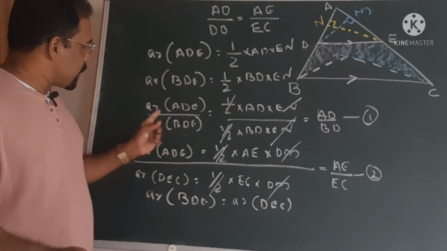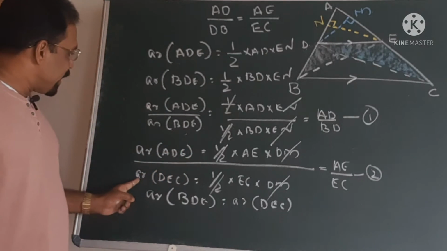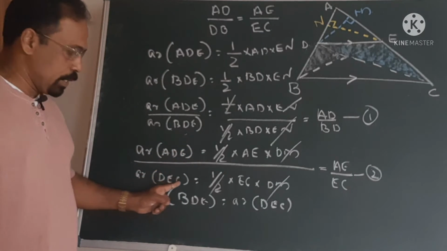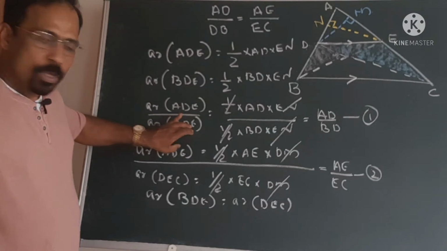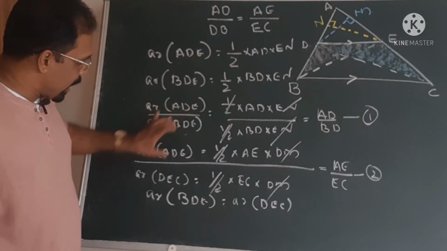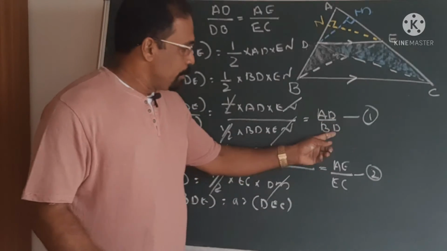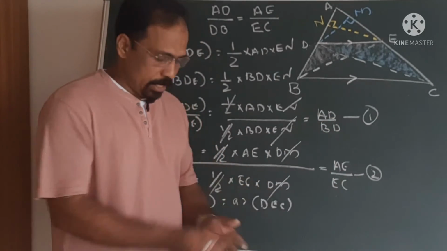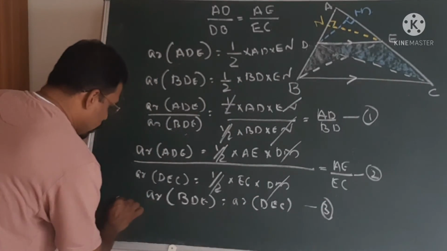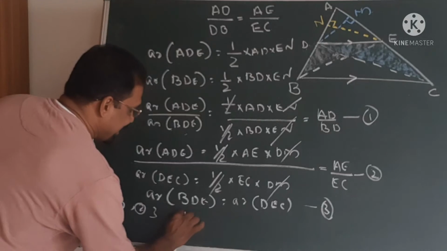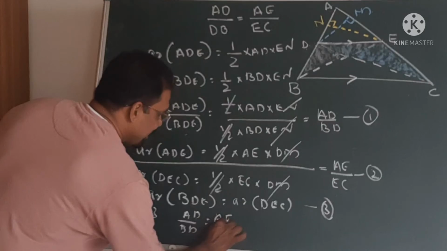Now you see on the left side area of triangle ADE divided by area of triangle BDE. Here area of triangle ADE divided by DEC, and these denominators are having the same areas. So the areas of these two triangles are same. That means AD by BD is equal to AE by EC. So from equations 1, 2 and 3 we can write AD by BD is equal to AE by EC.